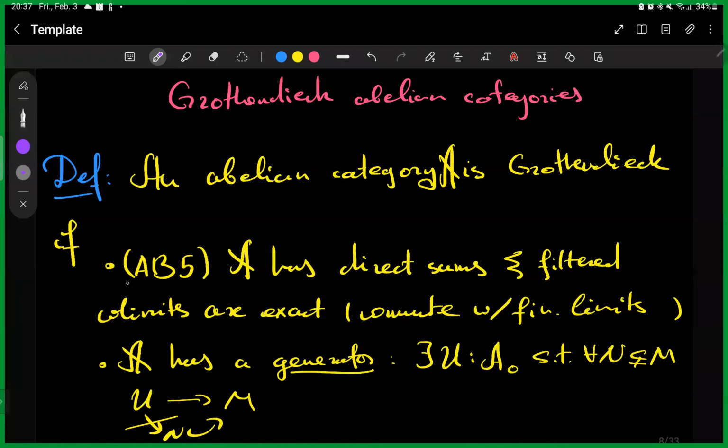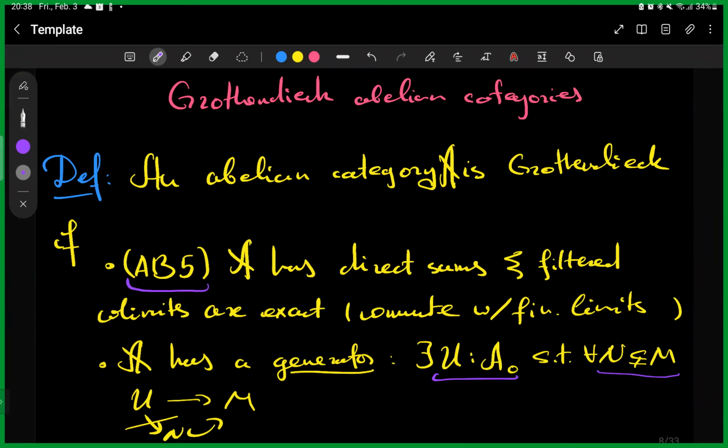Yeah, so this is known as the AB5 condition because of the list of conditions in Grothendieck's Tohoku paper. But another condition that we need for an abelian category to be a Grothendieck category is that A should have a generator. So a generator is an object U in A such that for any proper subobject of another object M, we have a morphism from U to M such that it does not factor through the subobject. So that's the definition of a generator.